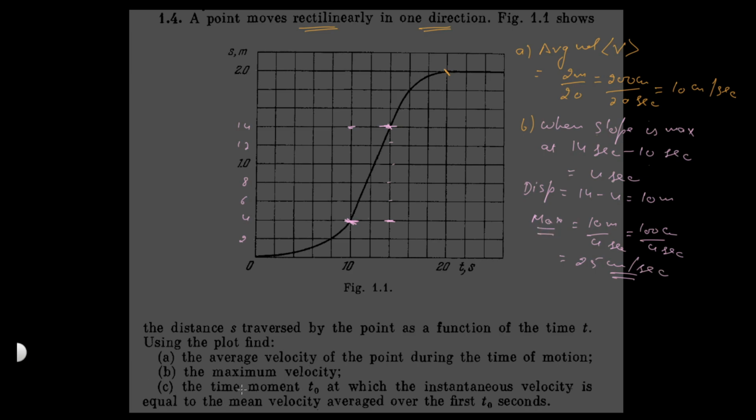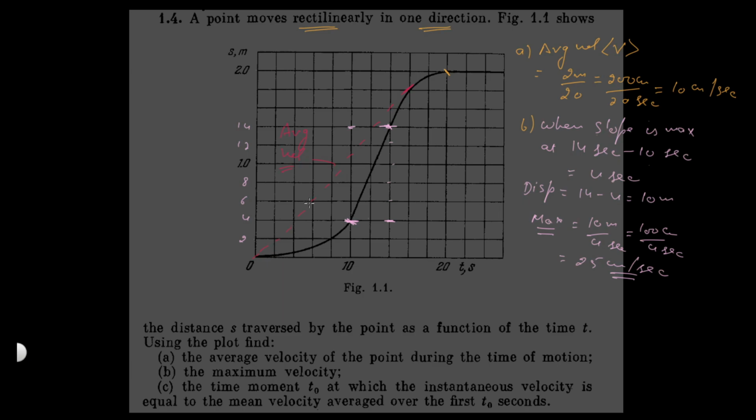Now the last part is the time moment at which the instantaneous velocity equals the mean velocity. The average velocity line is the one we get when we join the points passing through the origin. If we draw a straight line passing through the origin, it will touch the graph at a point. This line shows me the average velocity.